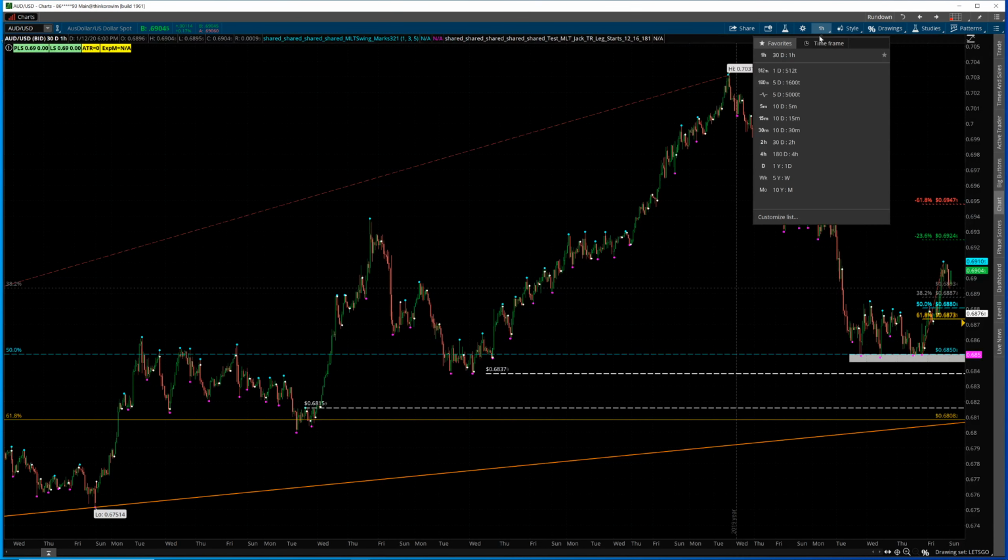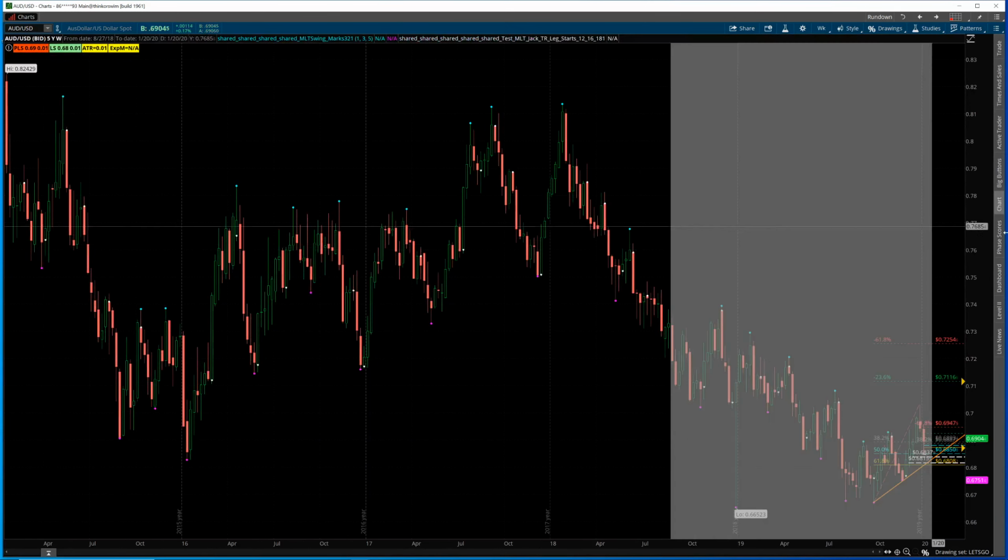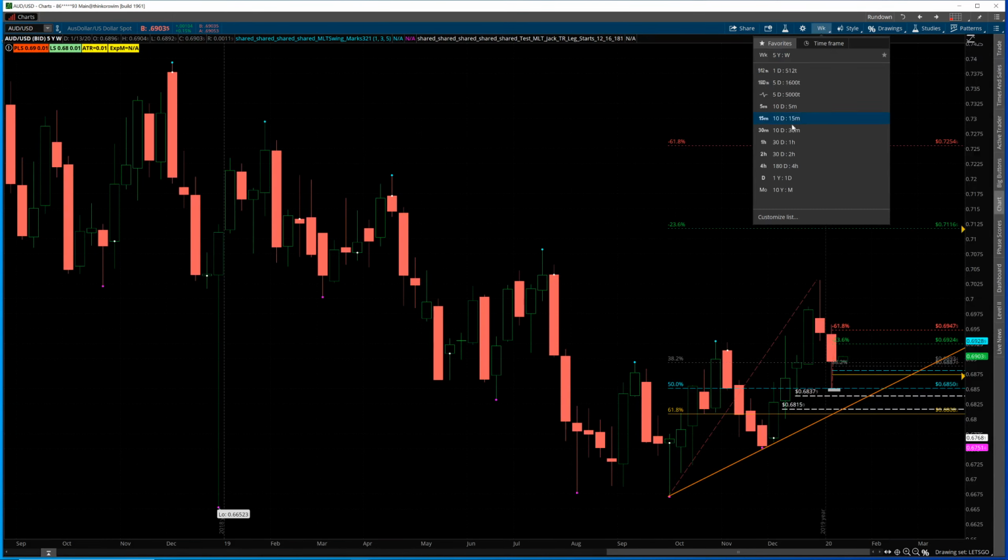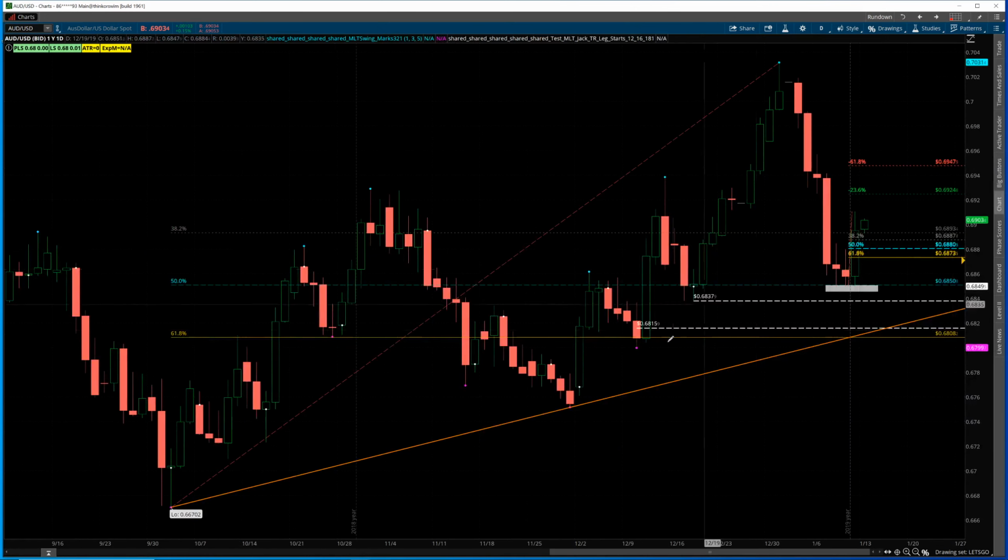AUD USD, guys, last week this setup was incredible. This was an incredible setup. This halfway back, it was a daily leg start. Okay, where are we at? We're at the bottom of the range.